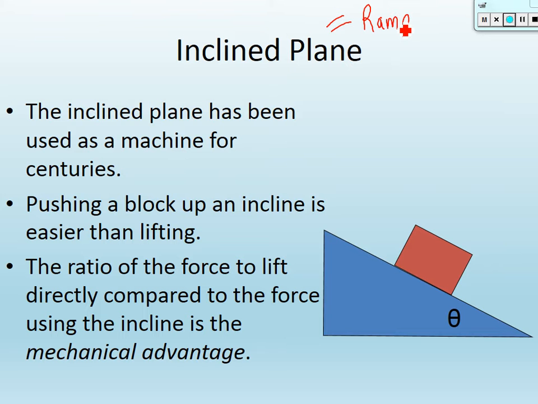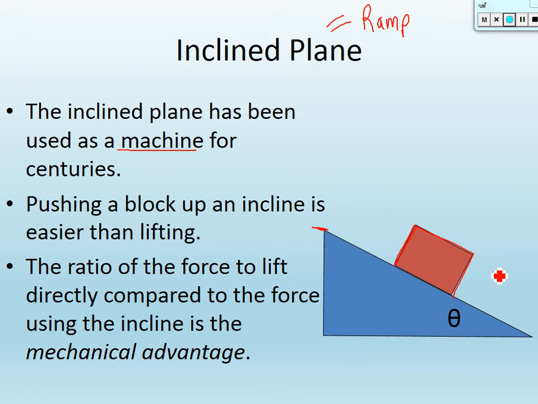It's a machine, so what does that mean? It makes our job easier. What does it make easier for us? Pulling something upwards. Is it easier to lift this block straight in the air, this height, or would it be easier to push it up the ramp? Push it up the ramp. Yeah, it's kind of implied that if it's a machine, it makes something easier.